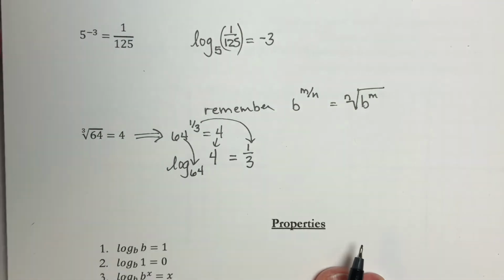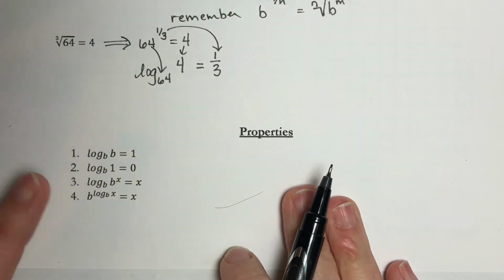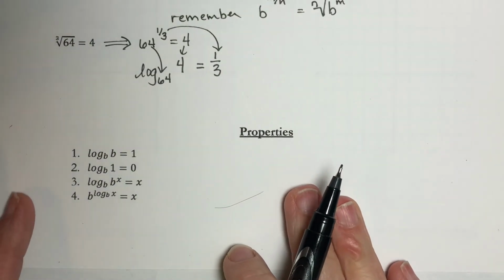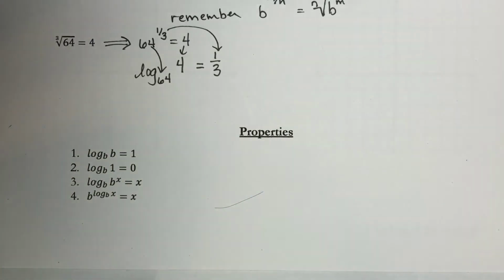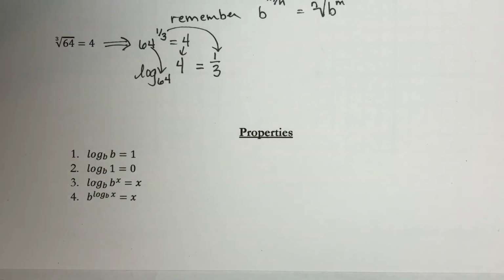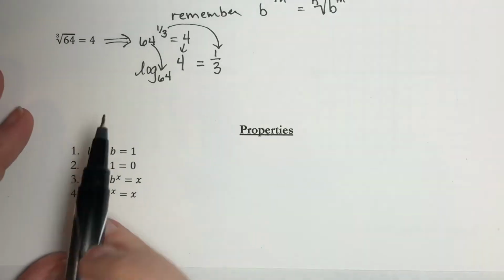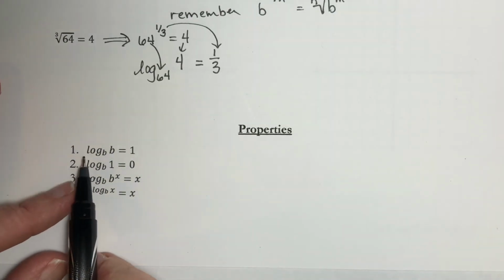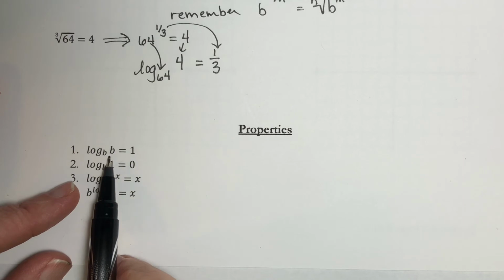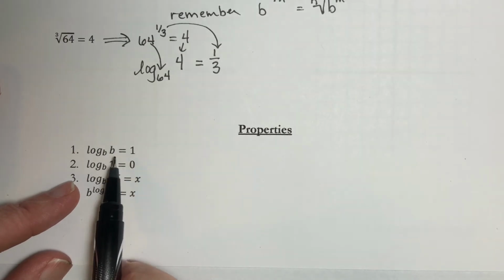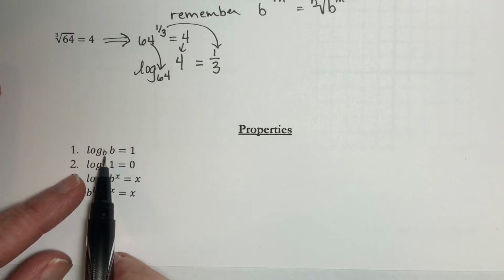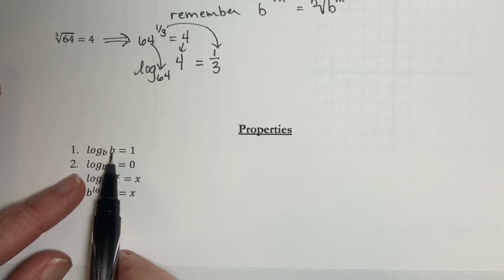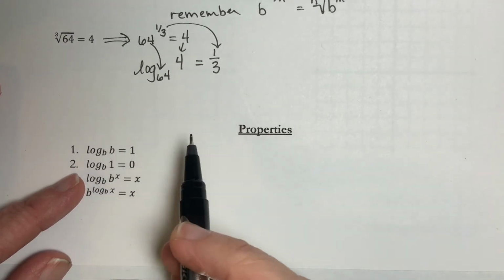Okay, so now we're going to talk about a couple of properties from logarithms, and they look maybe a little bit scary when they're written in this form, but they're really easy to understand. It's easy to see where they came from. This first property, log base b of b is equal to 1. This is saying if you have a logarithm and you have the base and the argument, and the base and the argument are exactly the same, then your answer is 1.